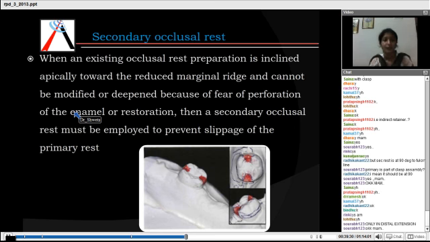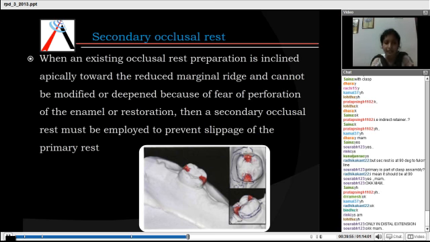Now, according to McCracken, he says when an existing occlusal rest preparation is inclined apically towards the reduced marginal ridge and cannot be modified or deepened because of fear of perforation of the enamel or restoration, then a secondary occlusal rest is employed.